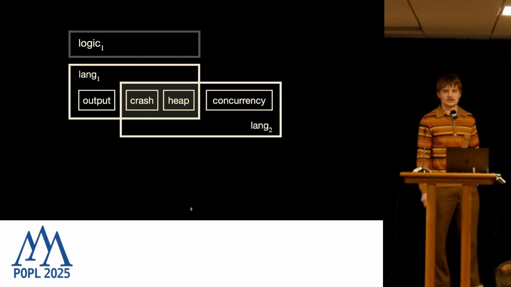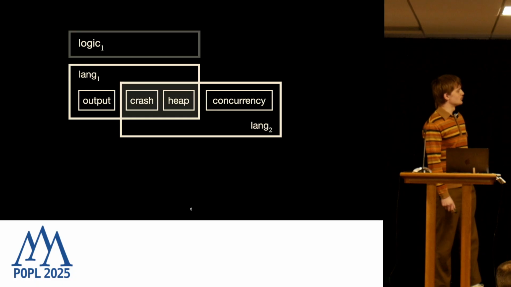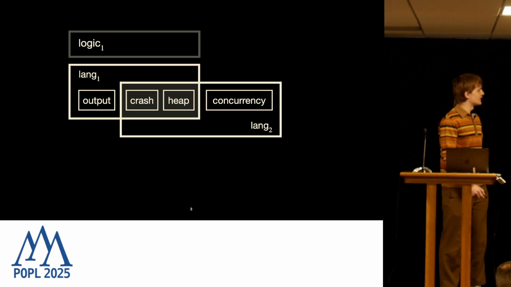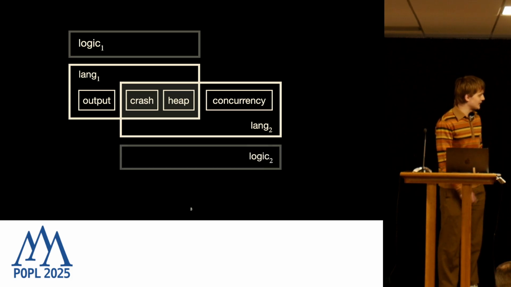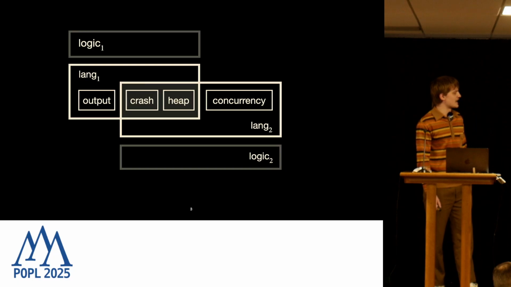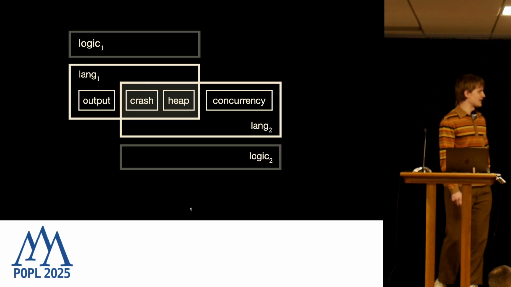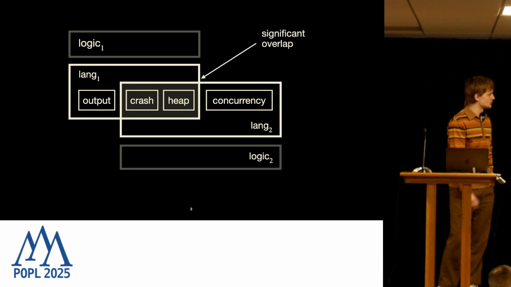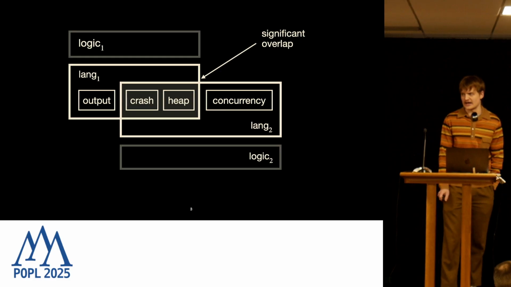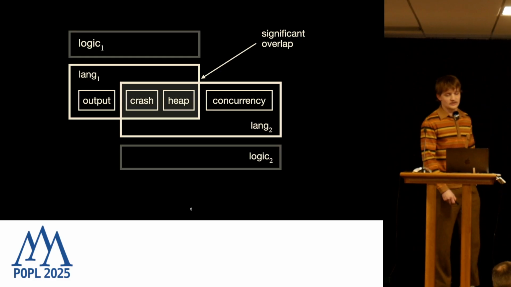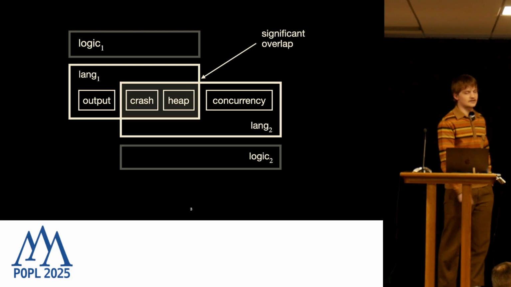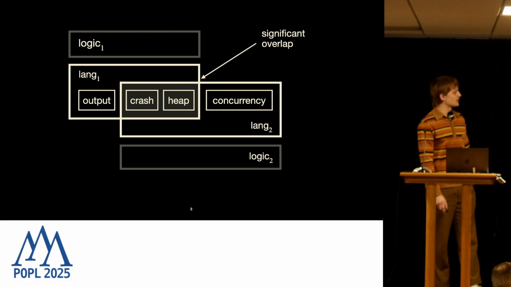Again, the researcher is interested in proving the correctness of certain programs. So they, again, do the same rigmarole of defining and establishing a program logic, now tailored for this new language, language 2. Notice here that the two languages, language 1 and language 2, share a significant overlap. We can quantify this overlap by looking at what are the effects that are shared. In this case, the crash effect and the heap effect appear in both languages.